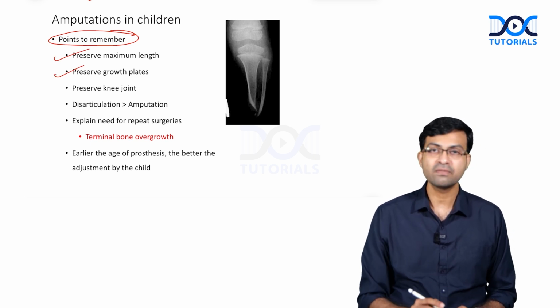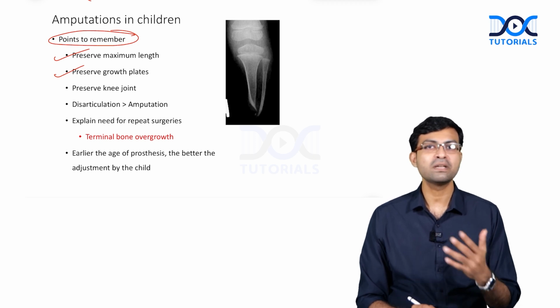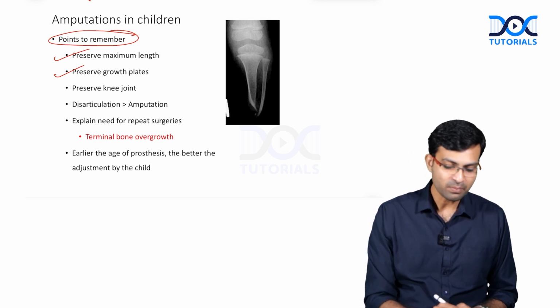Second, always preserve the growth plate. What will happen if you damage the growth plate? There will be too much shortening when the child grows up. Then preserve the knee joint.